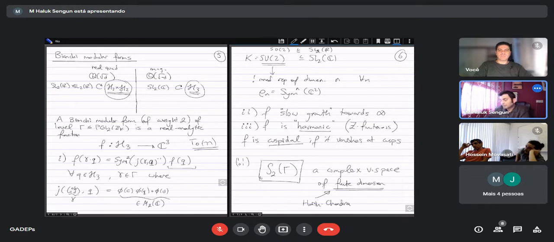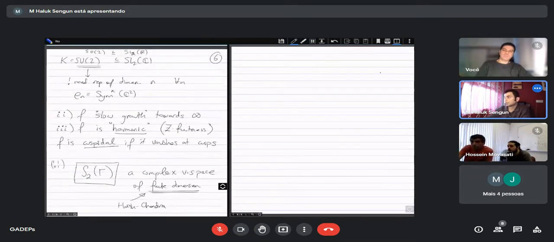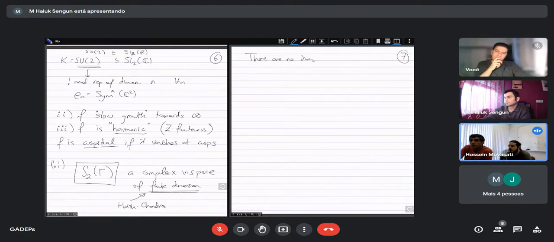But a very fundamental issue with Bianchi modular forms is that you don't have dimension formulas for these spaces. One of the most fundamental questions: do we have dimension formulas for these spaces? No, we don't. There are no dimension formulas.